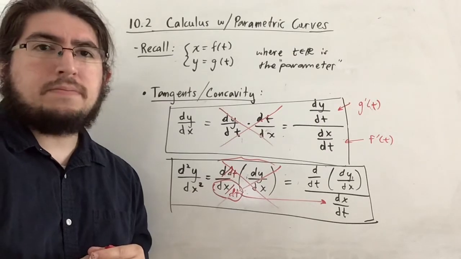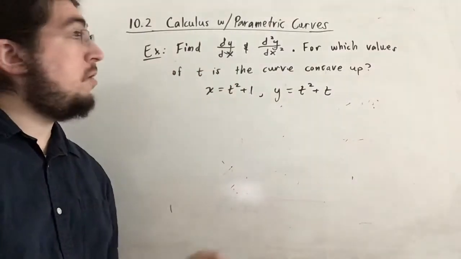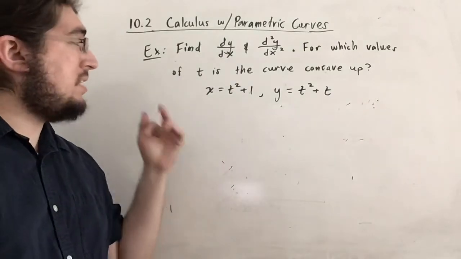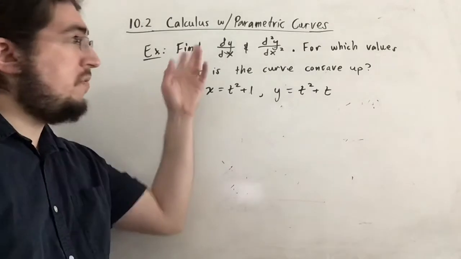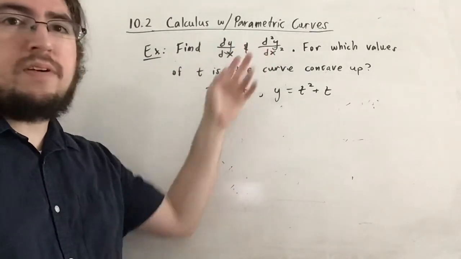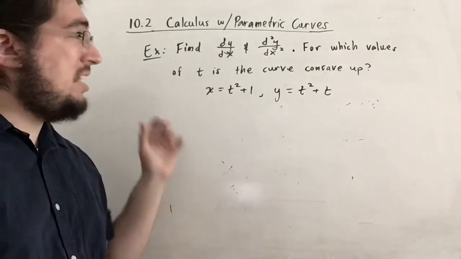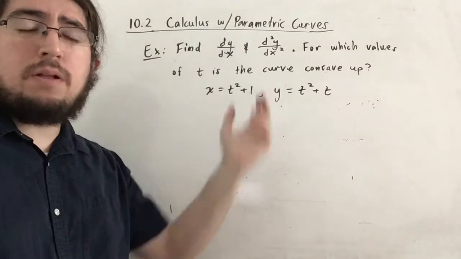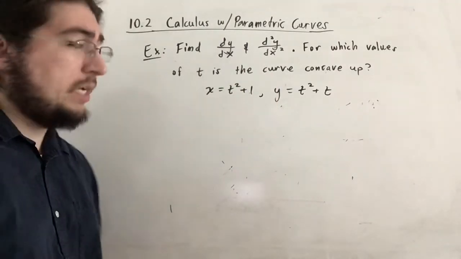Let's take a look. Right, so for this example, we are asked to find dy over dx and d squared y over dx squared, and then they ask for which values of t is the curve concave up. So it seems simple enough. Just find the first derivative using the previous formulation, use that to find the second derivative along with the second formulation we just saw, and then try to see when the second derivative is positive. That will correspond to the curve being concave up. So let's take a look.